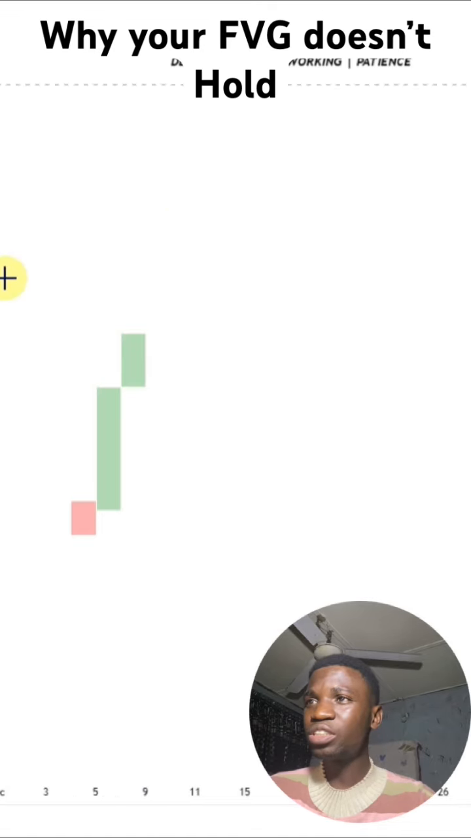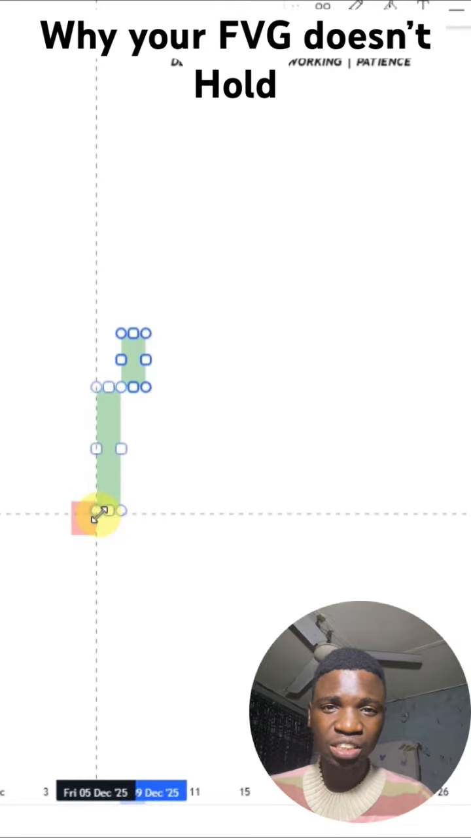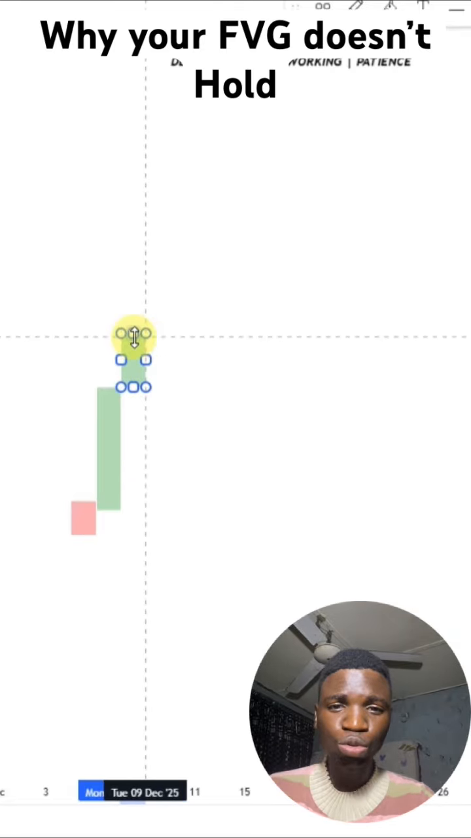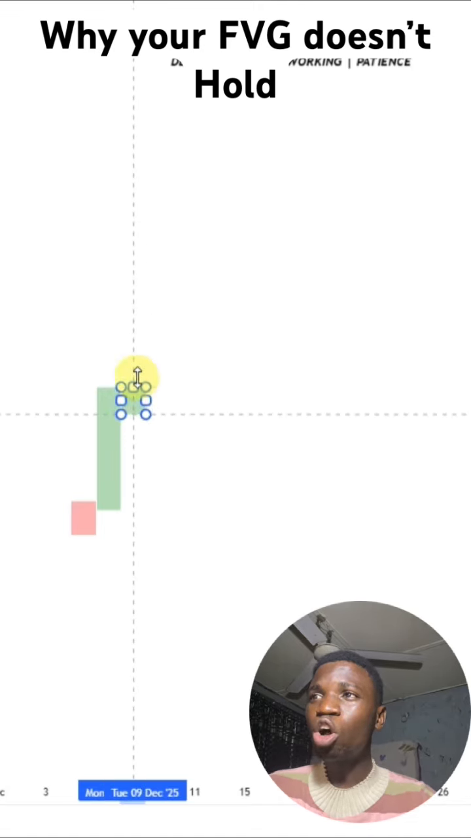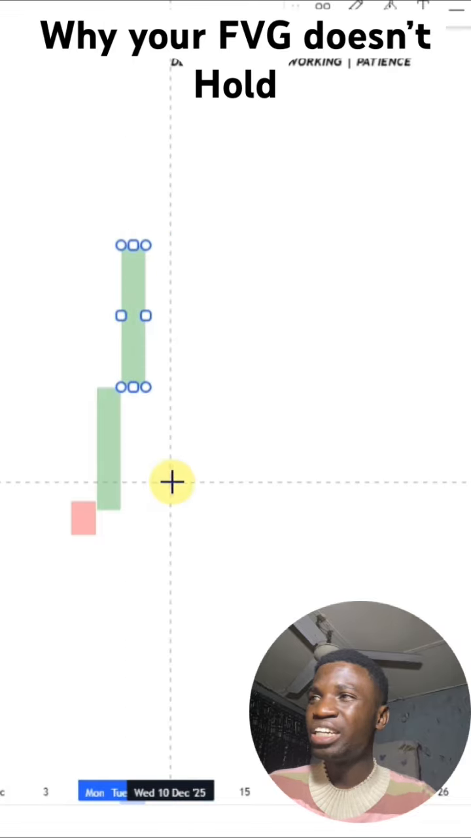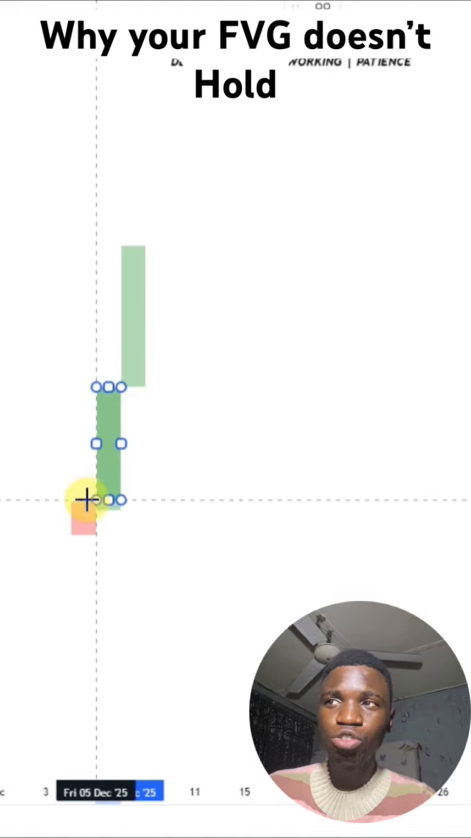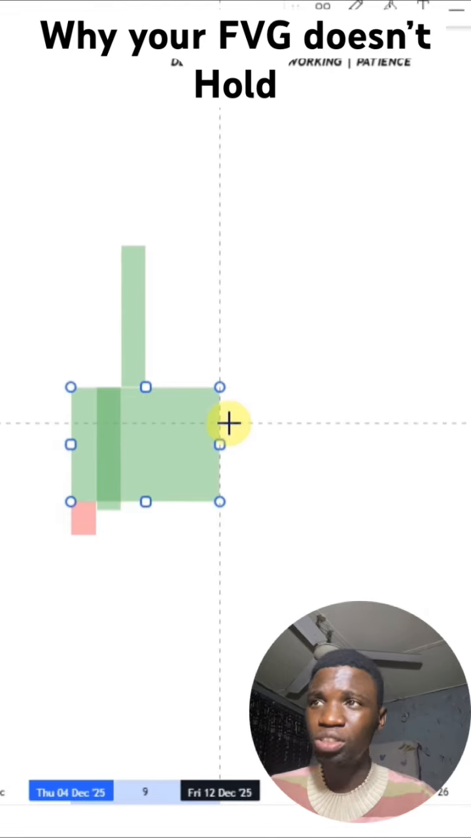Now, the second scenario. Don't forget the first candle is insignificant. The second candle must be an expansion. The third candle shows you if the market is going to respect or disrespect. Now, if the third candle also is an expansion candle, this kind of gap is called a breakaway gap, not a fair value gap. Do you understand? It is a breakaway gap, not a fair value gap.